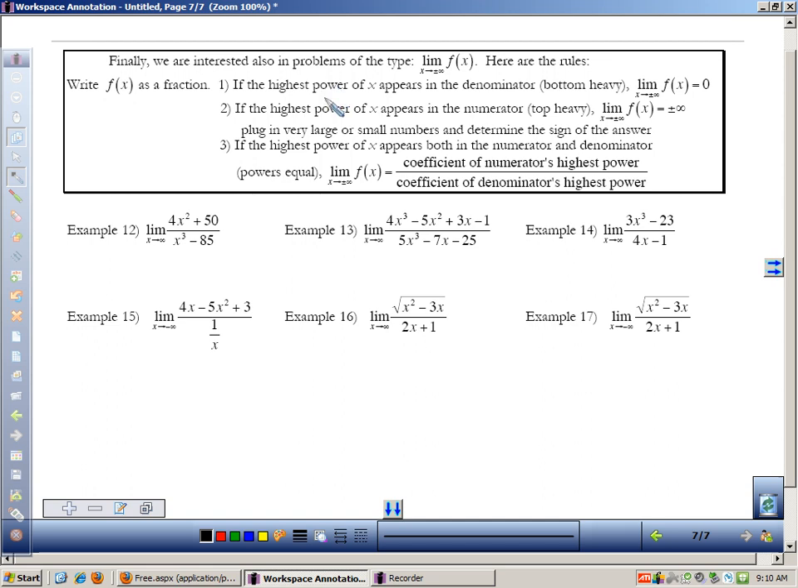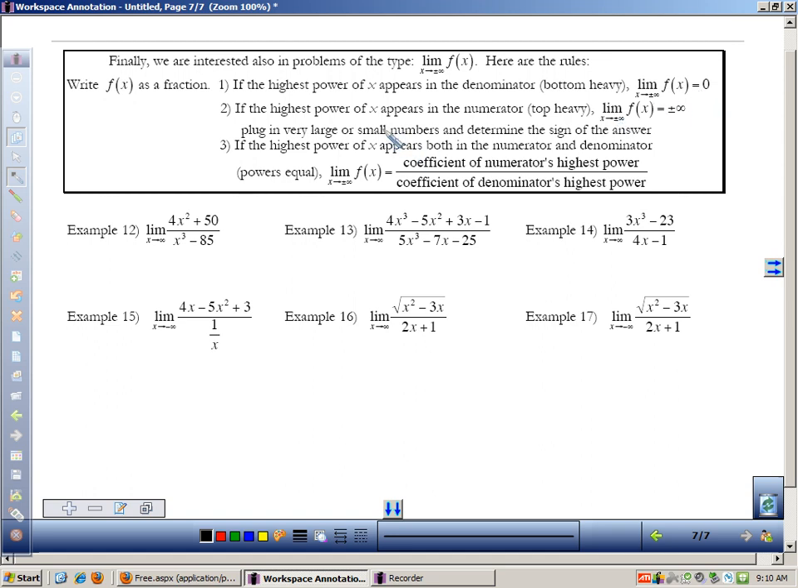If the power in the numerator is smaller than the power in the denominator, so the power of the denominator is bigger, they call it bottom heavy. So if the power in the denominator is bigger, then the limit as x approaches infinity from either direction, positive or negative infinity, the limit is 0. This is just like when we had a horizontal asymptote at y equals 0. It's the exact same rule. So our limit is 0.